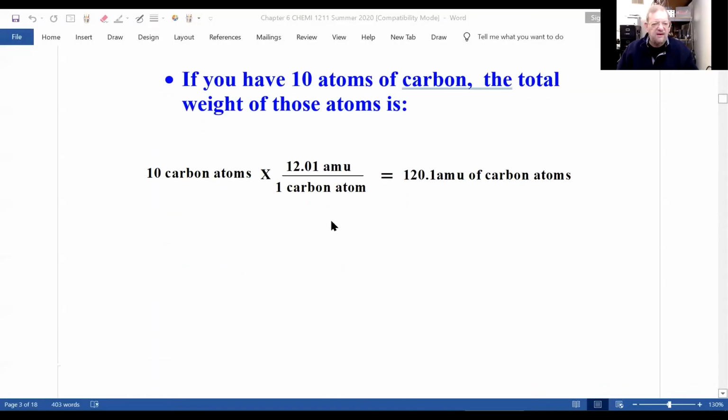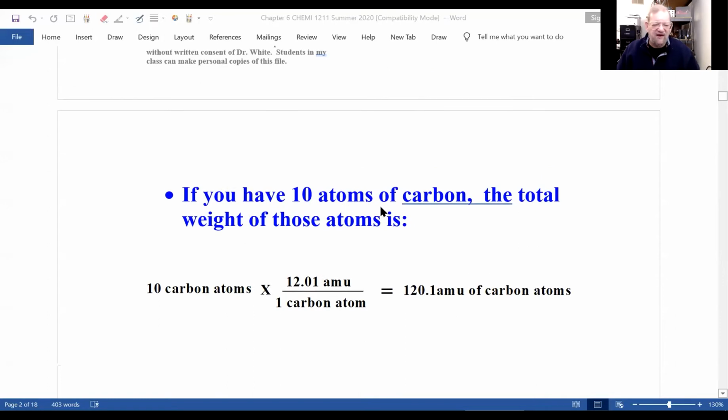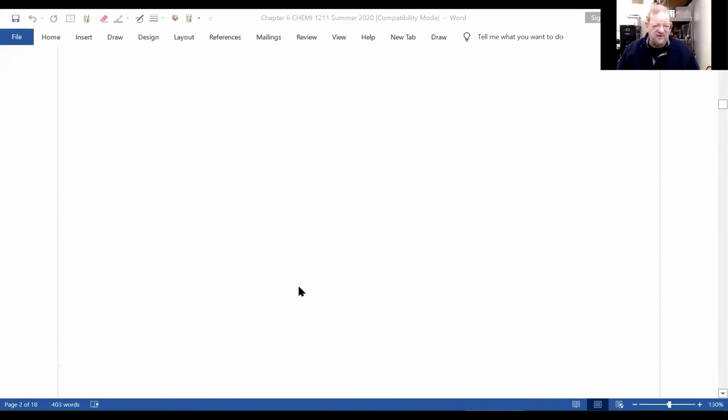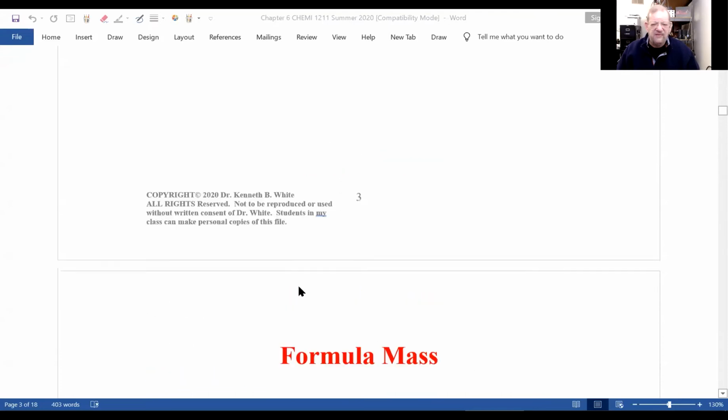Now, if you have 10 atoms of carbon, the total weight would be 10 times 12.01, as I have here. And I'm going to skip this because we'll never do that.